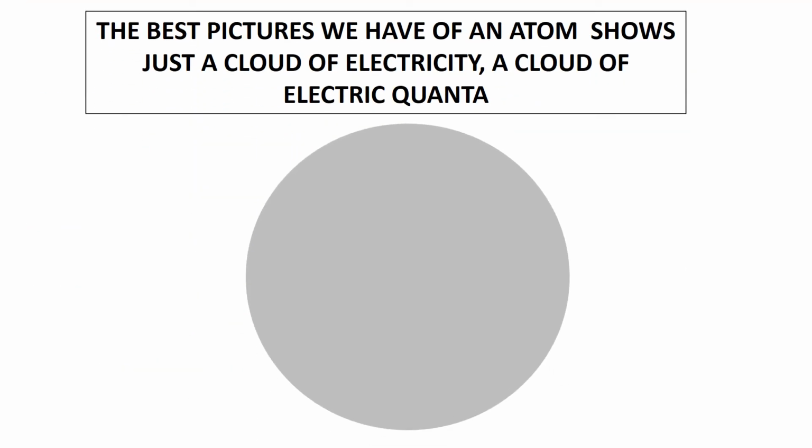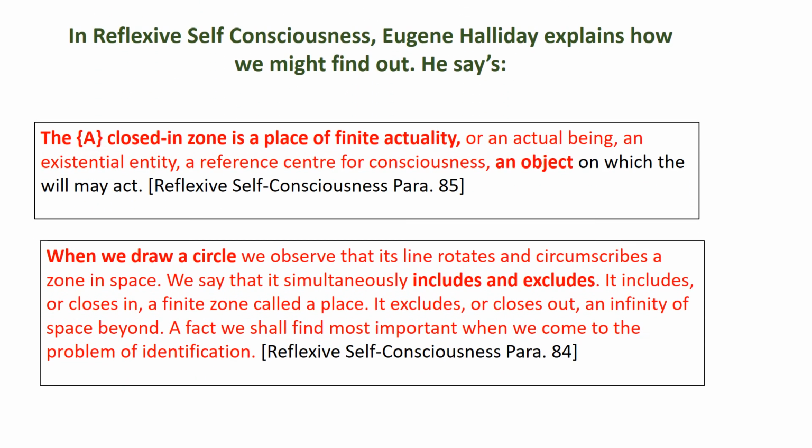The best picture we have of an atom shows just a cloud of electricity, a cloud of electric quanta. Perhaps Eugene Halliday can help us out again. He says, a closed-in zone is a place of finite actuality, or an actual being, an existential entity, a reference centre for consciousness, an object on which the will may act.